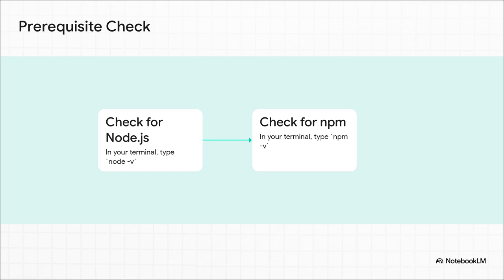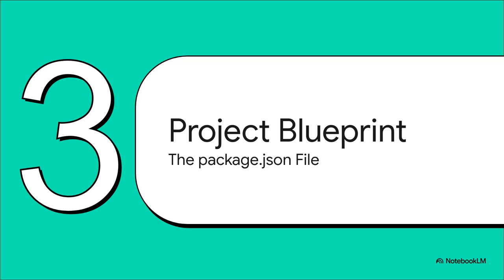So, do you even have it installed? Let's check. It's super easy. Just open up your terminal and type node -v. If a version number pops up, you are good to go. Next, type npm -v. npm stands for Node Package Manager, and it's our essential tool for installing all the other cool stuff. It pretty much always comes bundled right with Node.js. All right, our workshop is ready to go.